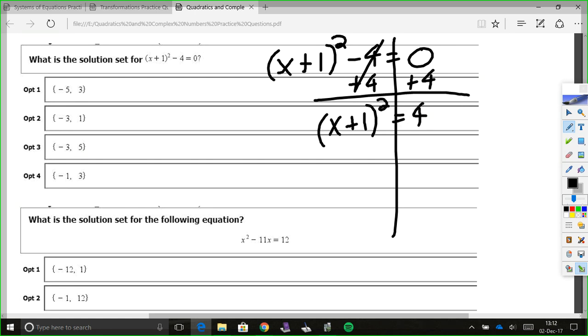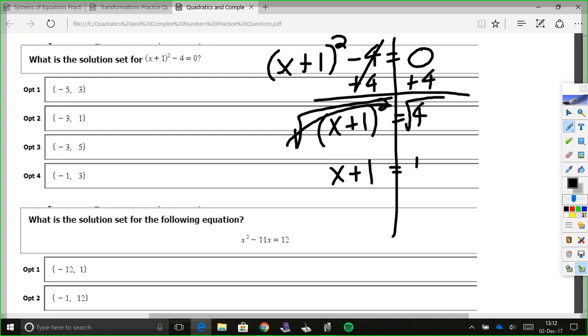Now, notice the plus 1's inside the parentheses. I can't really move that plus 1. You know, a lot of people would try to subtract 1 here, but you can't. Okay? Because it's inside the parentheses. You have to get rid of the parentheses, which means you have to get rid of the square. The opposite of squaring something is square rooting it. So let's go ahead and square root both sides. And that will remove the exponent.